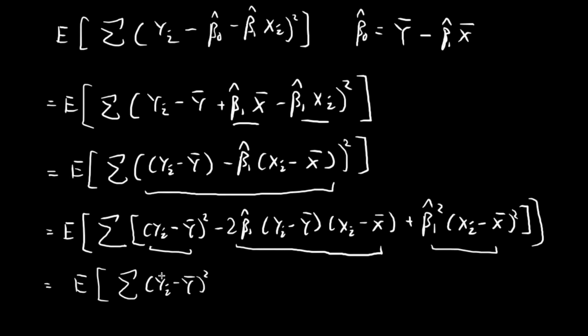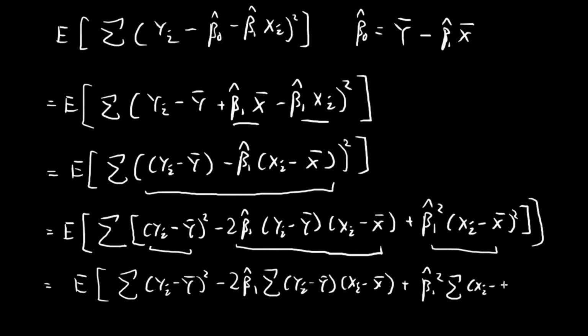So first of all, we have the sum of all these y_i minus sample mean terms, and then for this second term we have minus 2 beta 1 hat. I'm going to pull this out because it's just a constant term, it's unrelated to the index. And then we have the sum of y_i minus the sample mean of y, times x_i minus the sample mean of x. And then finally, I'm going to do the same thing, pulling out the beta 1 hat squared, and then we have the sum of all these x_i minus sample mean of x, squared terms.